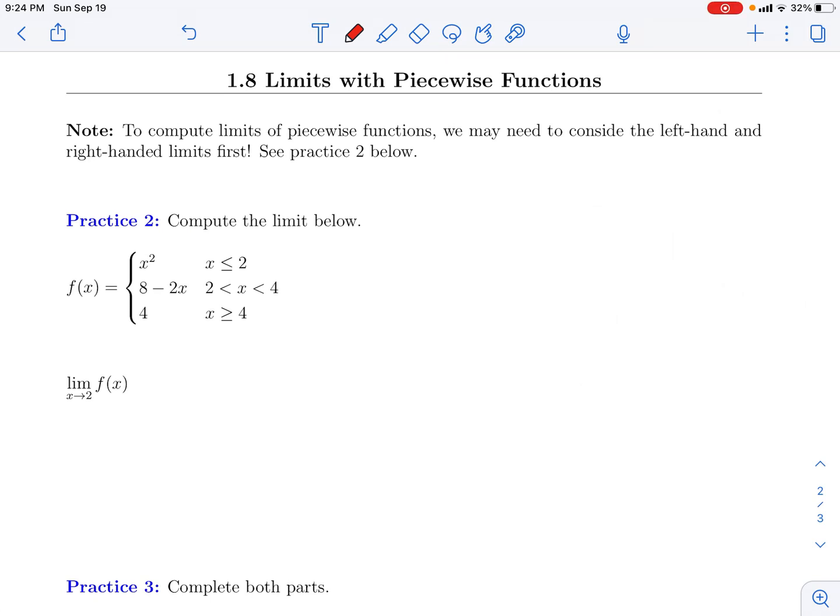Okay, so now in this video, we're going to actually try to compute limits using piecewise functions. In this note, at the top, it says to compute limits of piecewise functions, we may need to consider the left-hand and right-hand limits first. And I'm referring to class practice 2 here below.